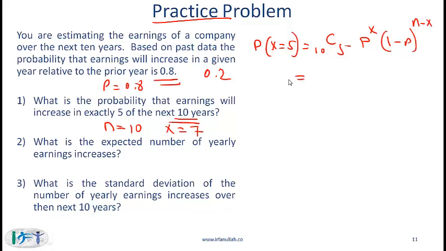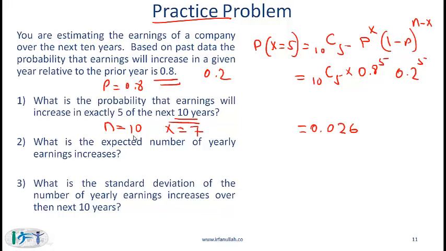And then plugging in, so 10c5 we can calculate. Let me just write 10c5 again, multiplied by p, which is 0.8 to the power of x. X is 5, and then 1 minus p, that's the probability of failure, 0.2 raised to the power of 5 again. When you solve this, you should get 0.026. So this is the probability of exactly 5 successes in the next 10 years.